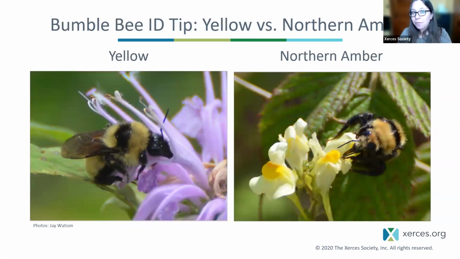All right, so as you can imagine, folks get the yellow and northern amber bee mixed up all the time. They do look really similar to each other. So the first thing that you're going to want to look out for on this bee species is the hair color on the face. On the yellow bumblebee, they're going to have black hairs on the top of the head and front of the face. On the northern amber bee, those hairs are going to be yellow on the top of the head and front of the face.